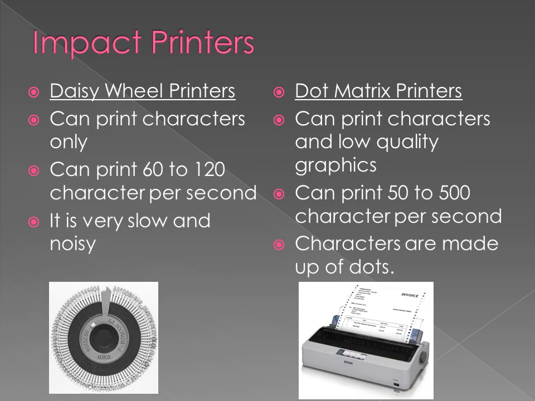Now let us see impact printers. There are two impact printers, daisy wheel printers and dot matrix printers. Daisy wheel printers can print characters only. It can print 60 to 120 characters per second. It is very slow and noisy, while dot matrix printers can print characters and low quality graphics. It can print 50 to 500 characters per second. Characters are made up of dots.